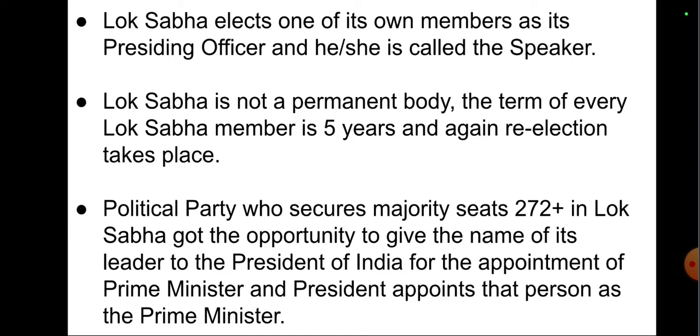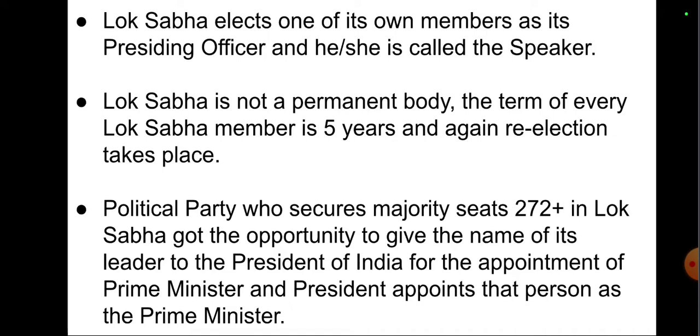Lok Sabha is not a permanent body. The term of every Lok Sabha member is 5 years, and again re-election takes place. So it is not a permanent body, it is a dynamic body. After that, the members of Lok Sabha get many perks and facilities, including the salary of a member of parliament, which are decided by the parliament only.